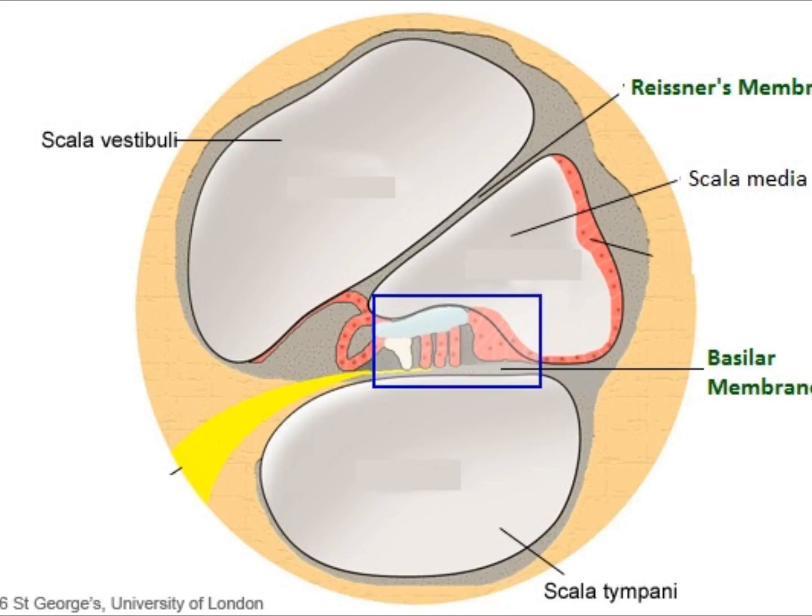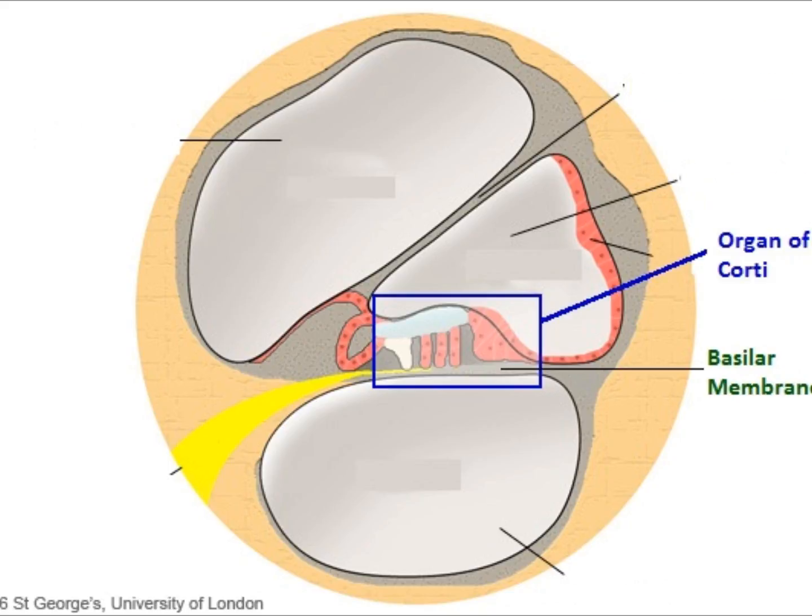The membrane between the scala tympani and the scala media is known as the basilar membrane. The membrane separating the scala media and scala vestibuli is known as Reisner's membrane. On the basilar membrane resides the organ of Corti, which is the end organ for hearing.